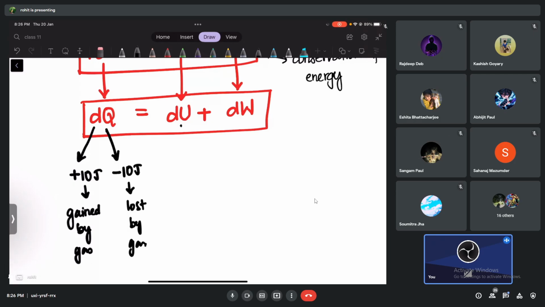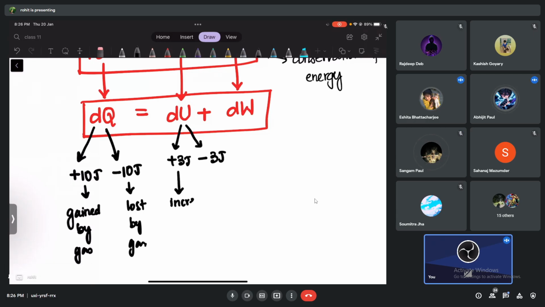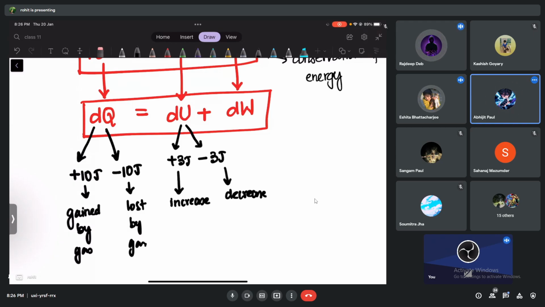Again here we have two options, guys. I can write plus 3 joules, or I can write minus 3 joules. What is the meaning of plus 3 joules? Is it an increase or decrease in internal energy? Oh, sorry, this is an increase in internal energy. And minus 3 joules represents what, guys? A decrease in the internal energy of a gas.